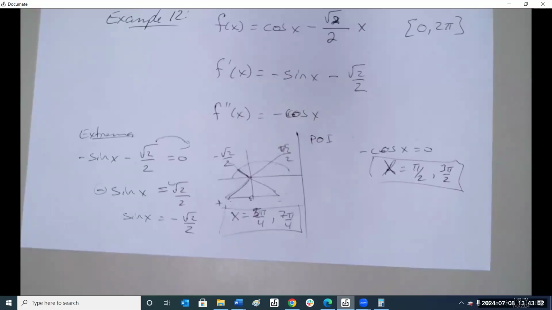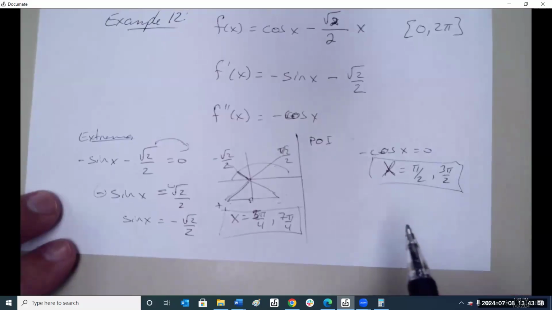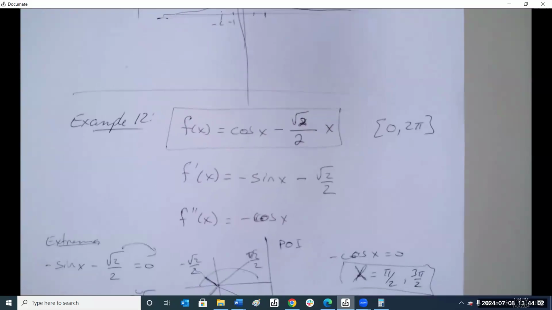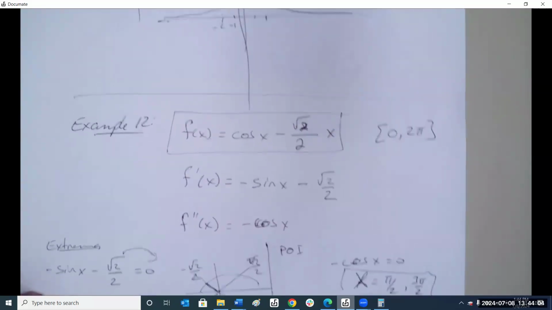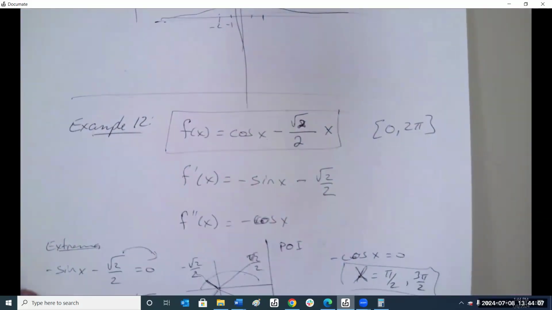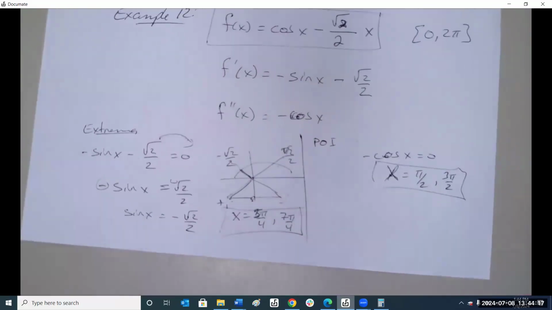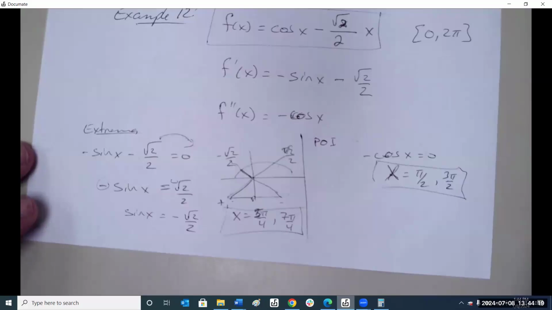Okay. Now it wants me to graph this. Okay. So this is the function we're going to graph. Oh, no more paper. No. It's almost 2 o'clock already, guys.